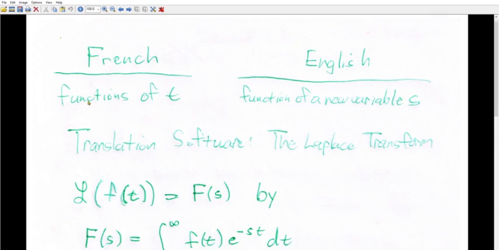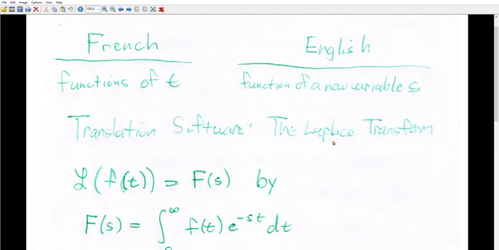French is going to be functions of t, and English is going to be functions of a new variable s. So we're going to translate functions of a variable t to functions of a variable s, and we're going to find that the problems are easier to solve in this new language. Our translation software is the Laplace transform. So let's see what that is.